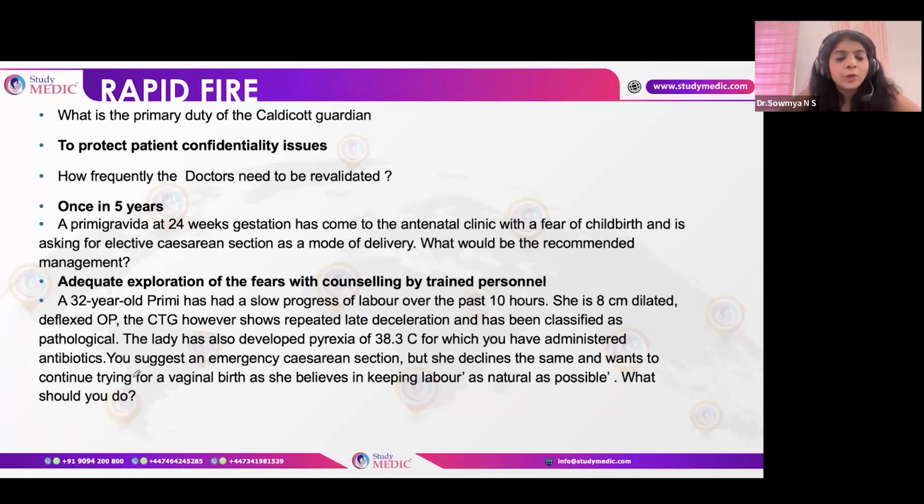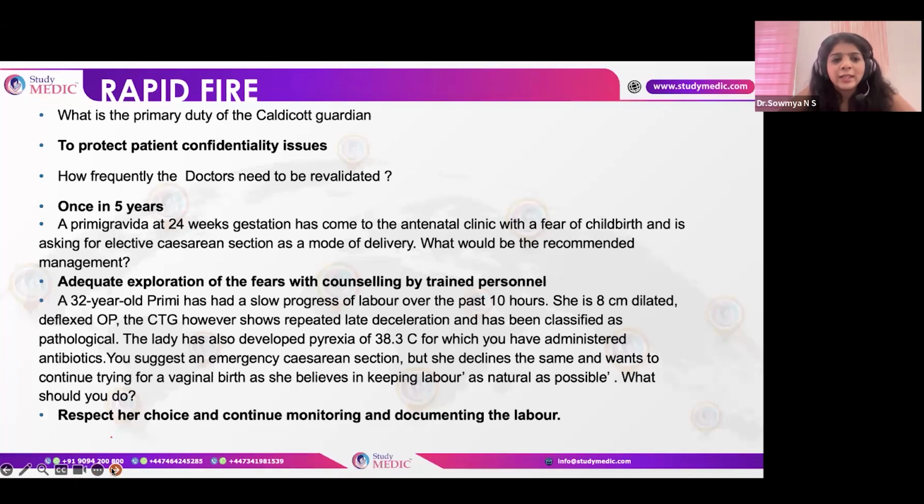The next one, what should you do? A 32-year-old primip had slow progress of labor for the past 10 hours, 8 centimeters dilated, deflexed head, CTG shows repeated late decelerations, which has been classified as pathological. Baby is not doing well. She has developed pyrexia of 38.3, for which you have administered antibiotics. You suggest emergency CS. She declines and wants to continue for vaginal birth because she wants the natural birth. Obviously, we know this answer.